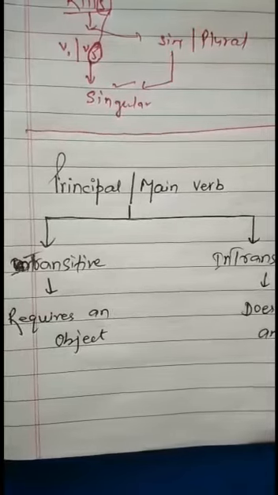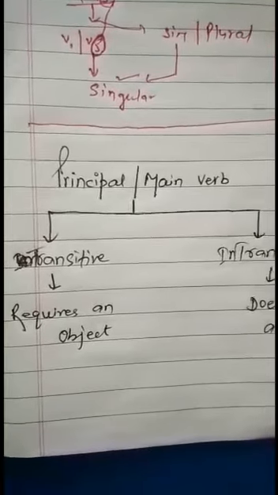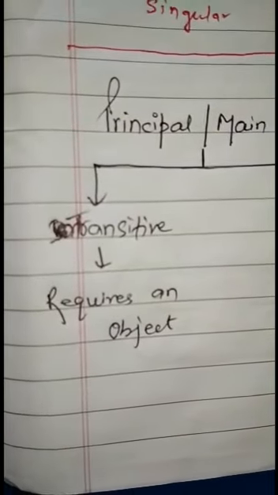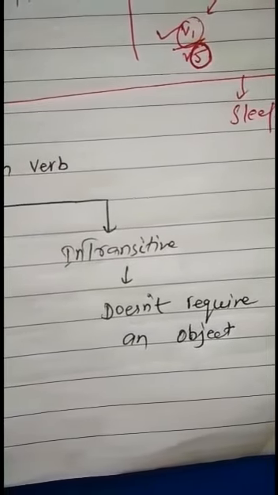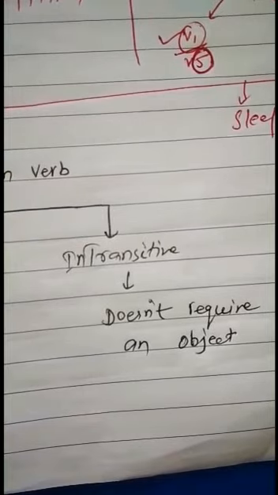That is principal verb or main verb. It is of two types. First one is transitive, which requires an object to clarify its meaning. And the second one is intransitive verb, which does not require an object to clarify its meaning.